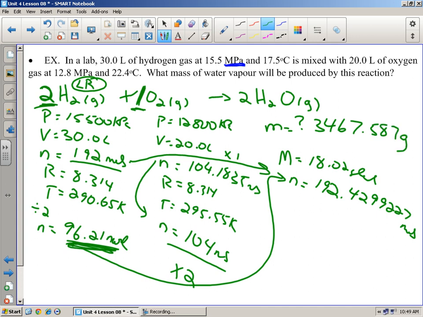3,467.587 grams. Okay. And then we're going to have to do some significant digits. All right. Significant digits, there's 3 for the limiting reactant here. So 3 in my answer. 3 in my answer would look like this. All said and done.